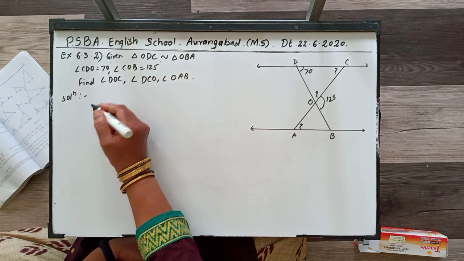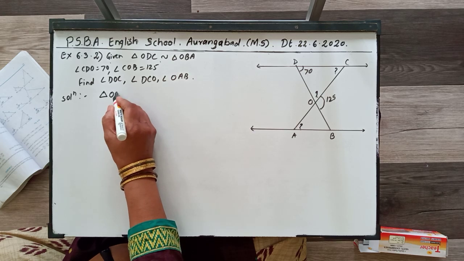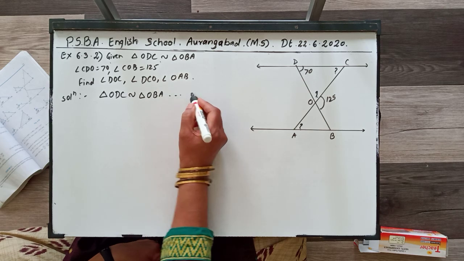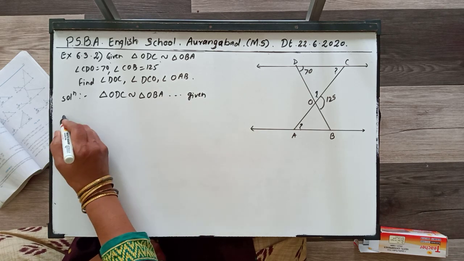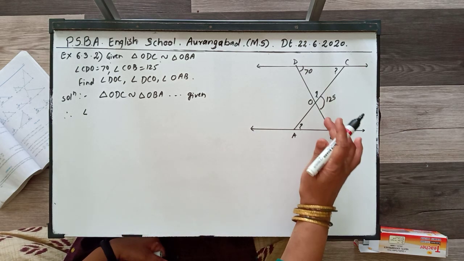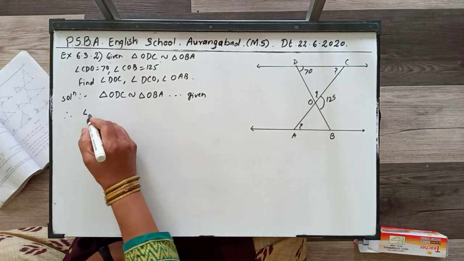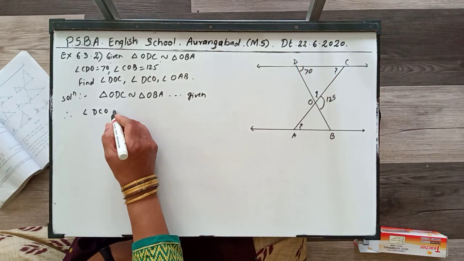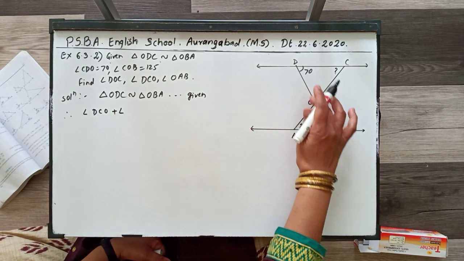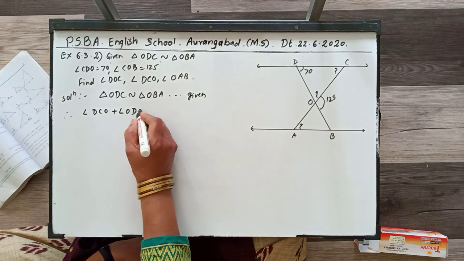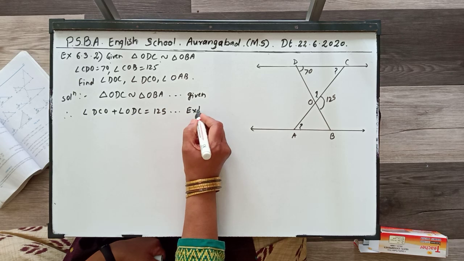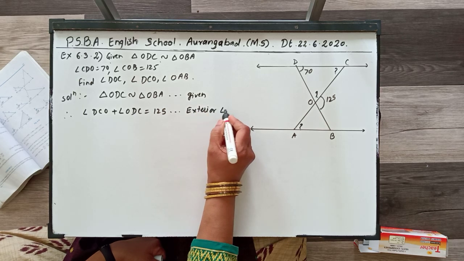Now solution, we know that triangle ODC is similar with triangle OBA. This is given to us, correct? Therefore, we have angle DCO plus angle ODC is equal to 125, and reason will be exterior angles theorem.